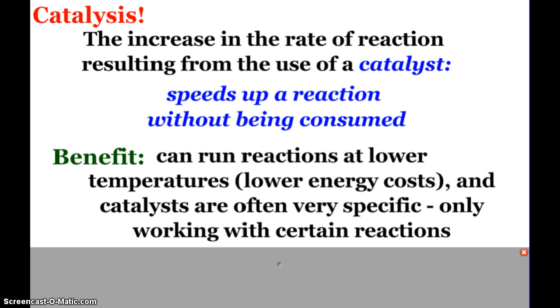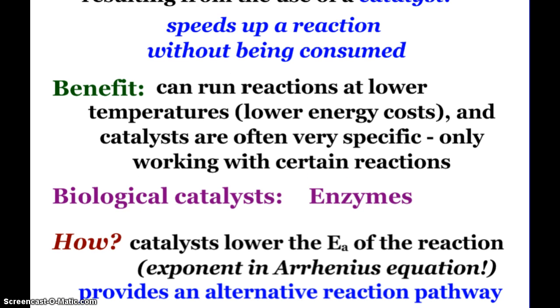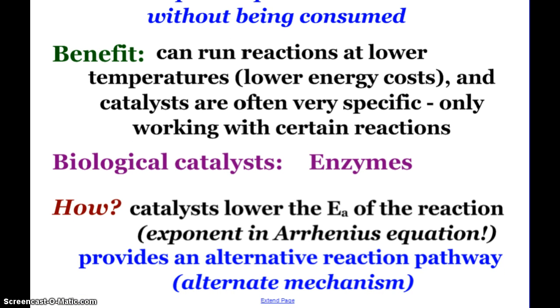The other nice thing about catalysts is that they're often very specific, meaning they only work with certain reactions. So that's very nice because then you can just pinpoint exactly which reaction you want to go, and that catalyst will only work for it. And of course, this is very important in biology, and we'll talk a little bit about that at the end. And as you see here, in biology, we call our catalysts enzymes, and they obviously help speed up a lot of our processes, especially like digestion. And so they're important to us there.